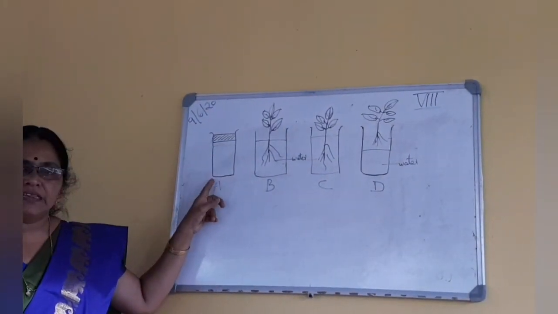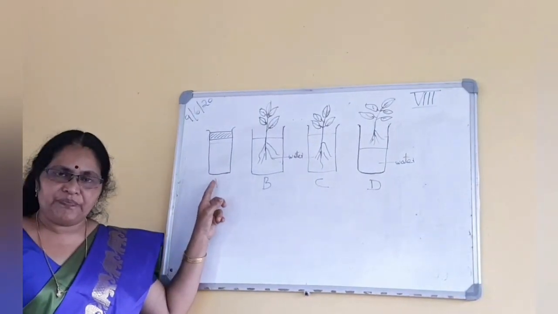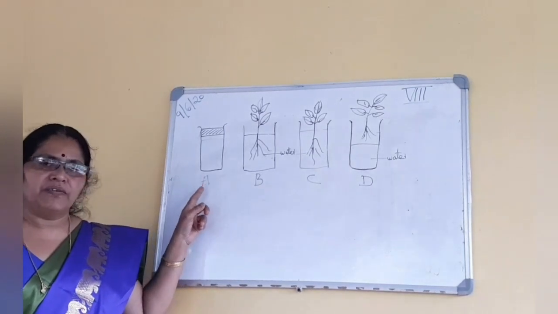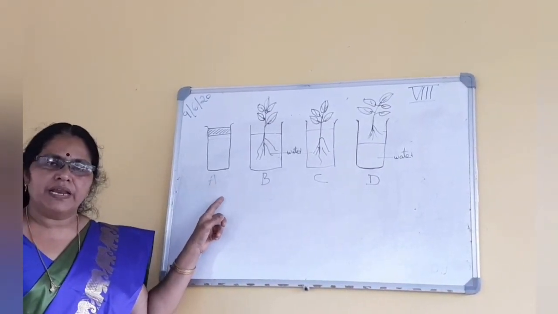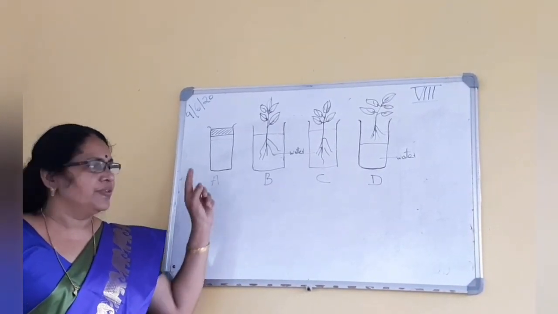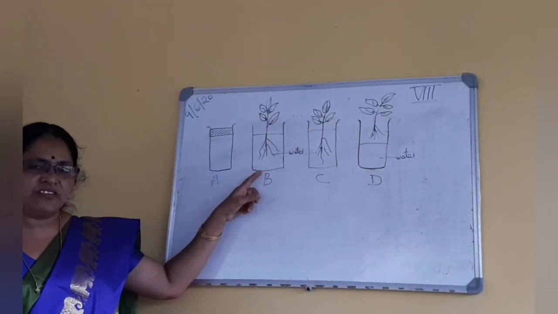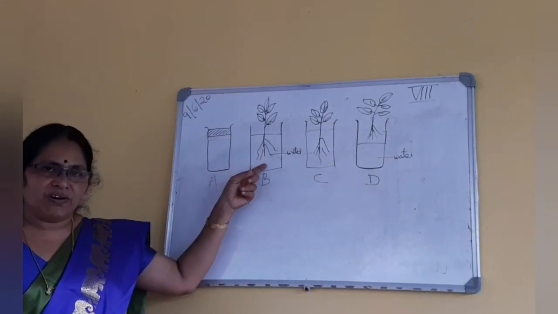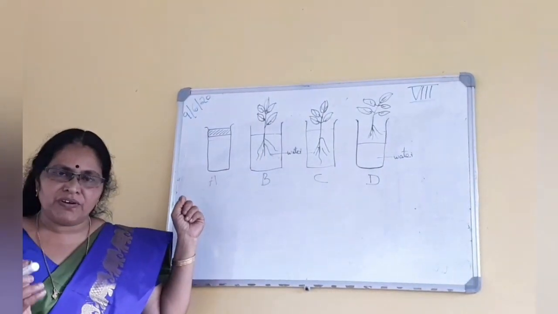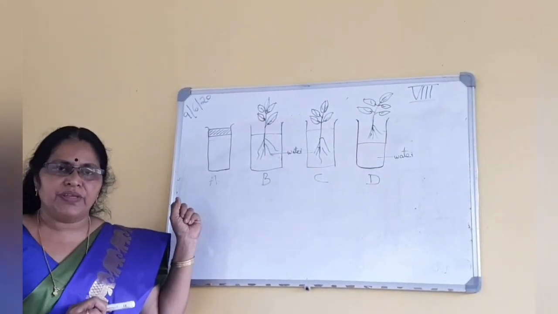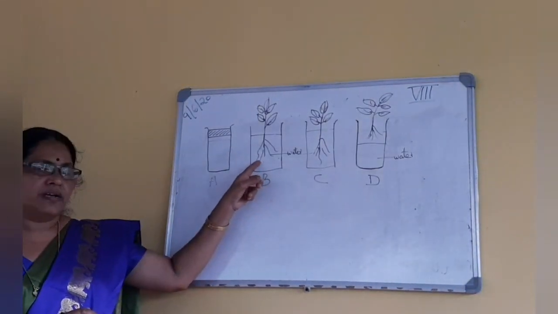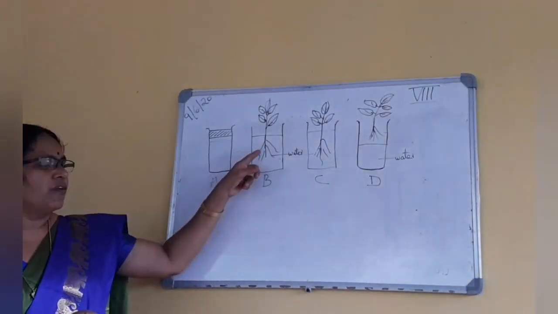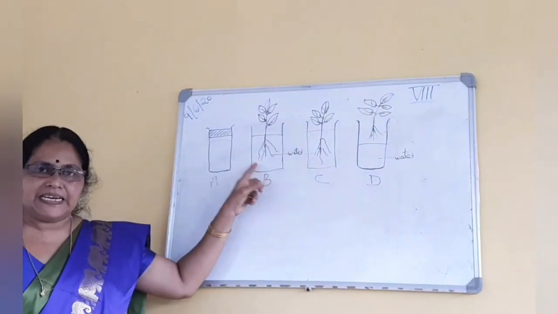what would be the change in test tube A? Can you see any change in that? No, the level of the water will remain unchanged. And in the second test tube, test tube B, the water level falls. Why does the water level fall in the second setup? The roots absorb water from the test tube, so the water level decreases.